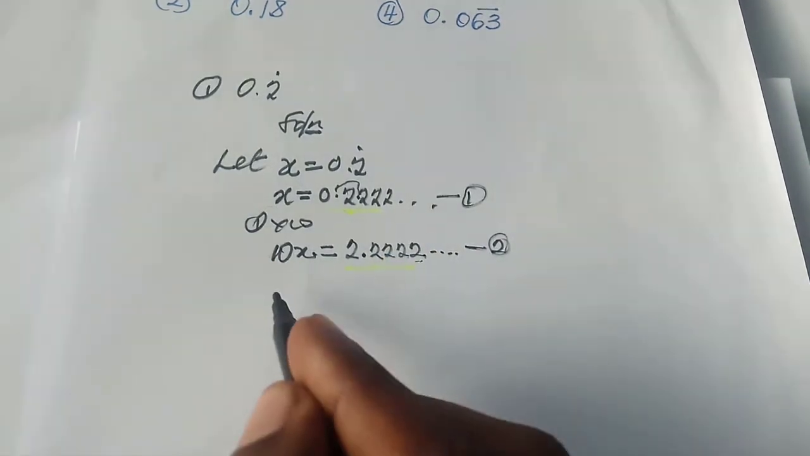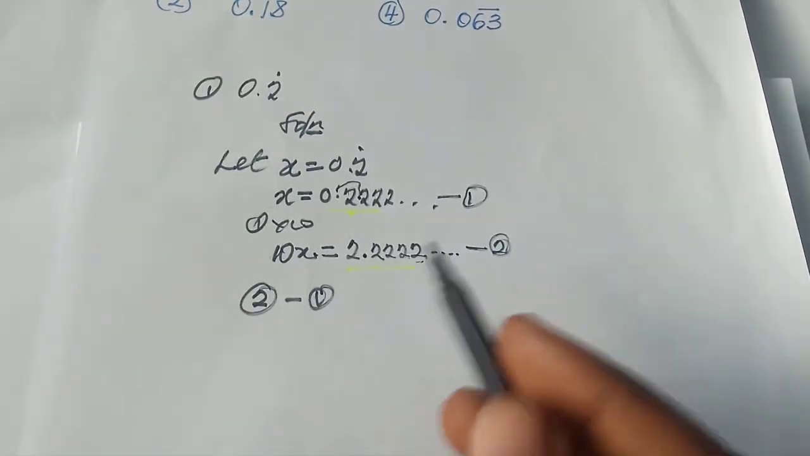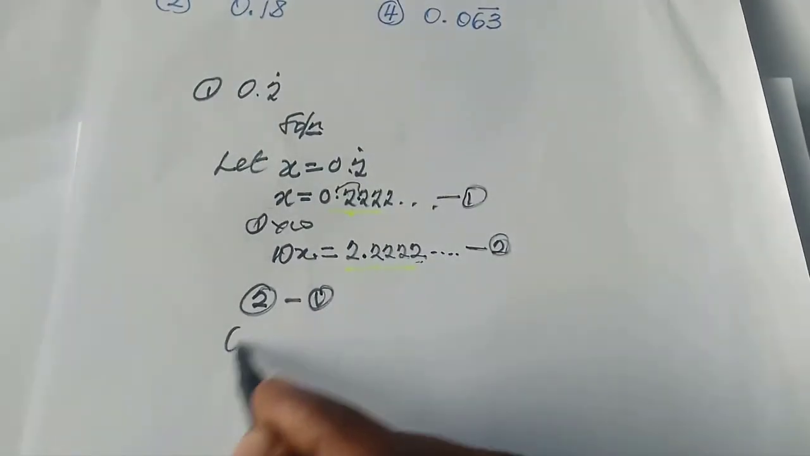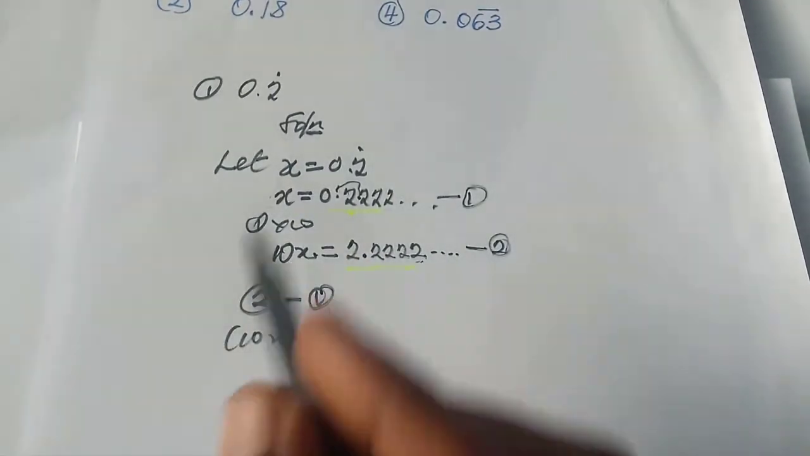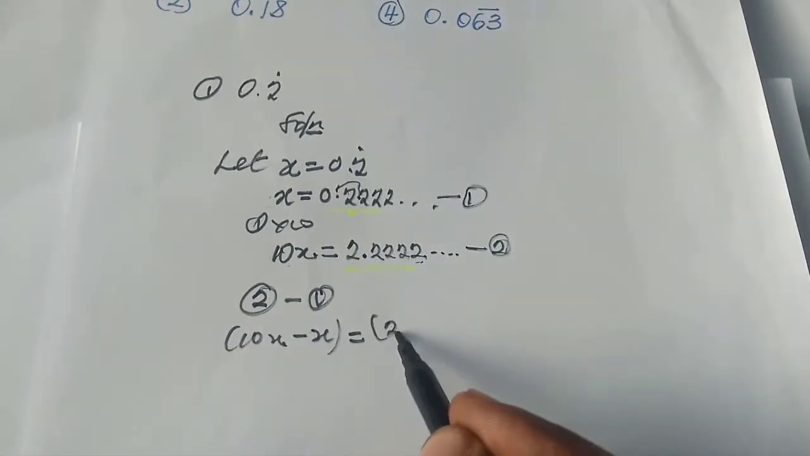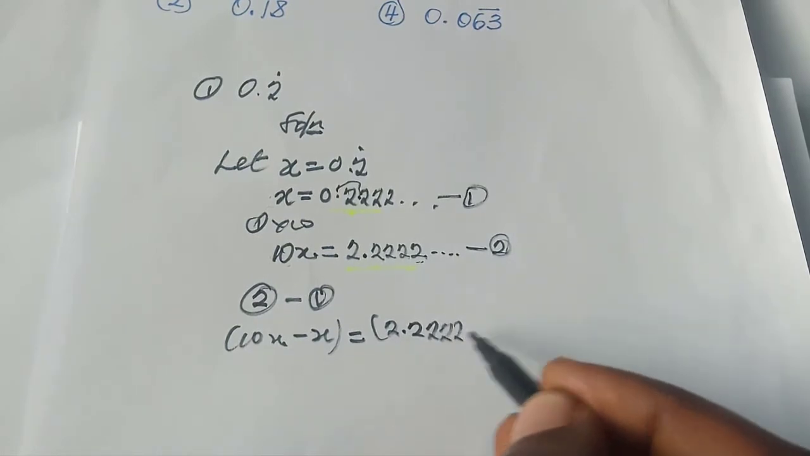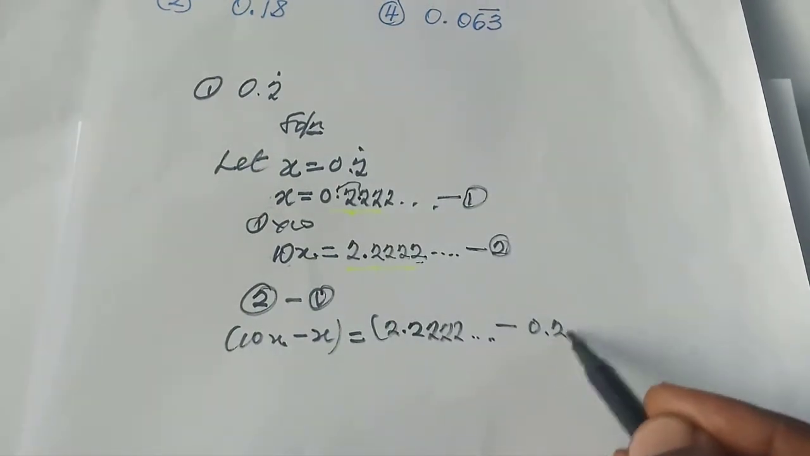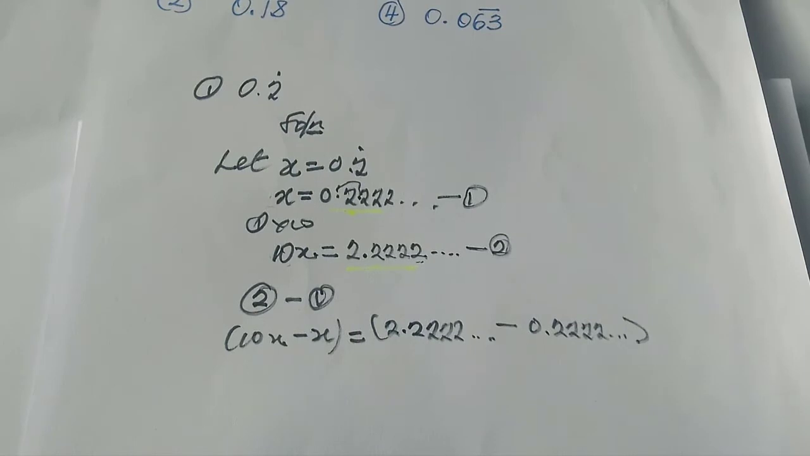So you are going to say equation 2 minus equation 1. It means you are going to subtract equation 1 from equation 2. So you have 10x minus x. Subtract this from that. It's equal to 2.2222 recurring minus this one, 0.2222 recurring. All right, so let's simplify and see.